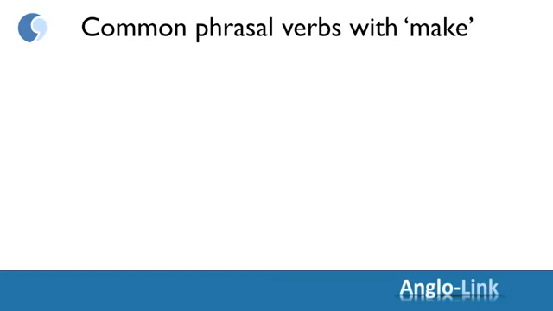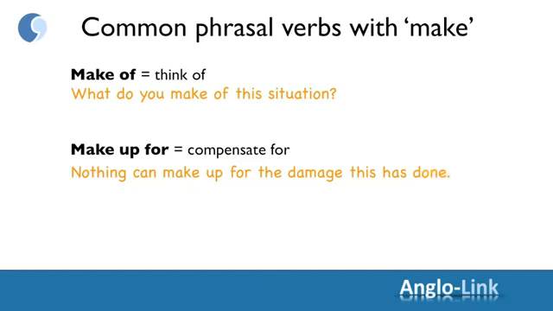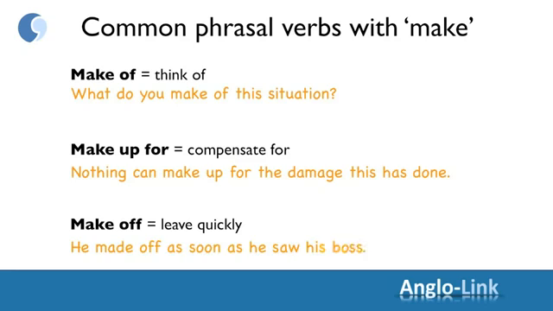And finally, 3 other verbs with make. First one, make of, which is to think of. For example, what do you make of this situation? Next one, make up for, is to compensate for. For example, nothing can make up for the damage this has done. And the last phrasal verb with make, make off, leave quickly. He made off as soon as he saw his boss.